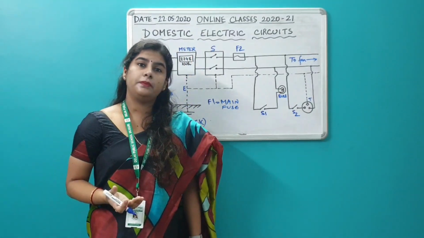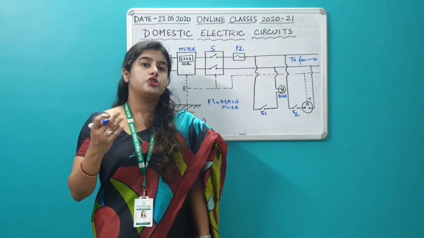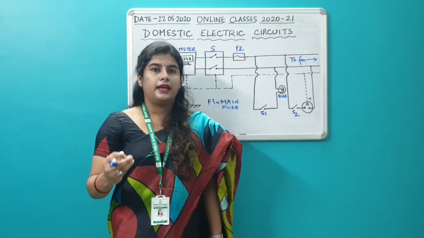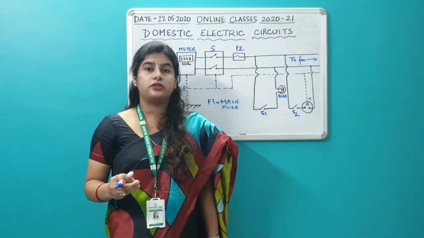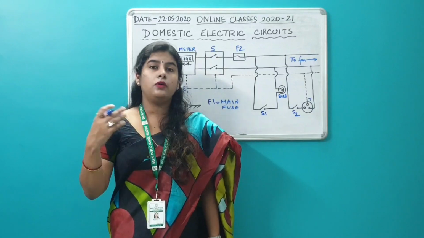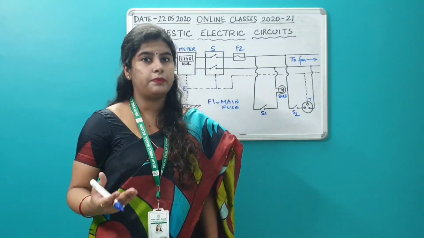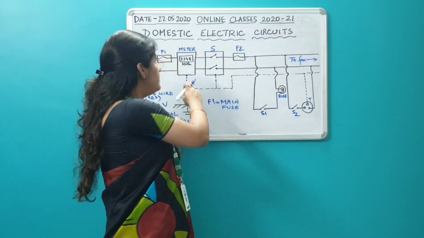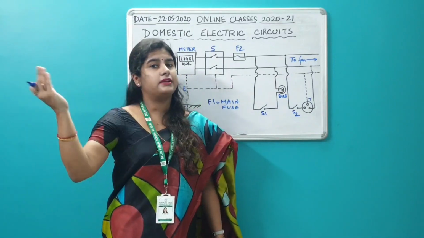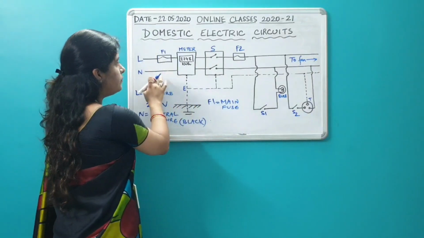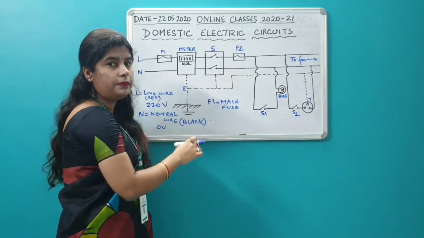What is the purpose of the meter? It is going to show how much electrical energy is consumed in your house, in kilowatt hour. How many units we have consumed in one particular month. It will show you the reading, and this meter box is provided by the electricity supply department. So both the wires enter the main meter.